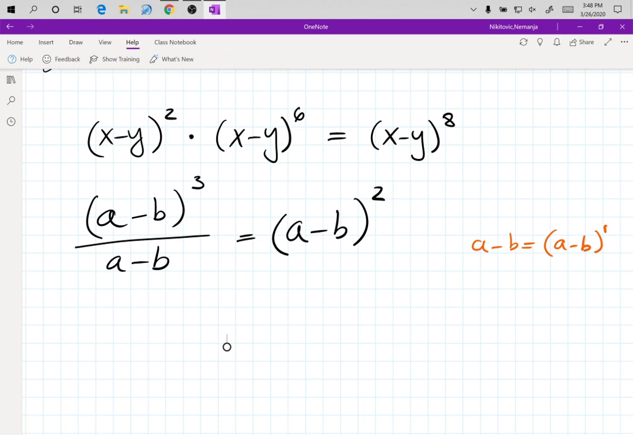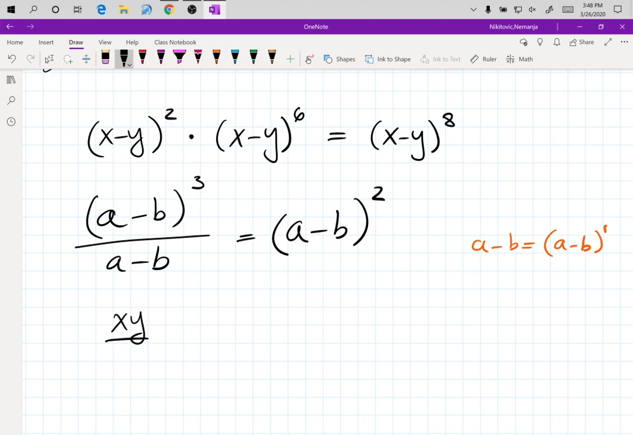Also, I just spotted one of the problems in the book, which says xy over z squared, everything raised to 0. Well, it's 1. As long as x, y, and z are not zeros, the answer is 1.